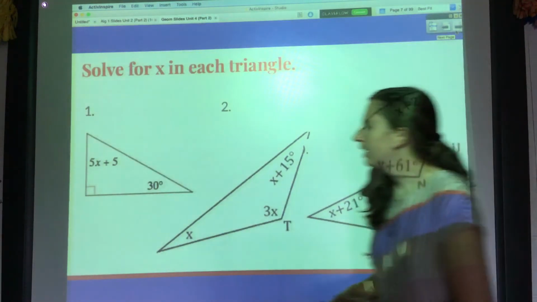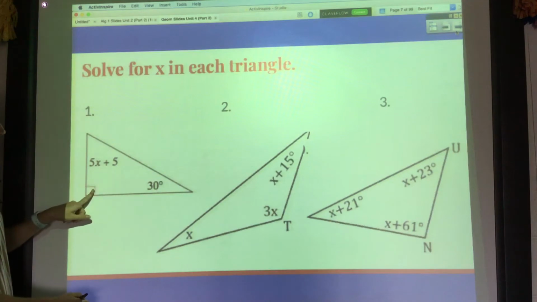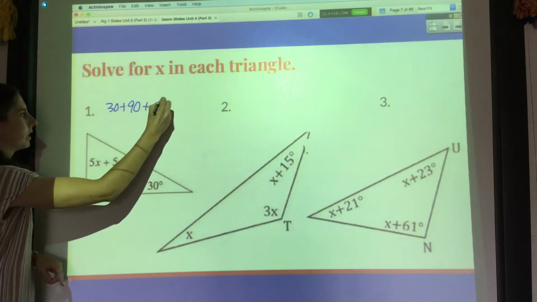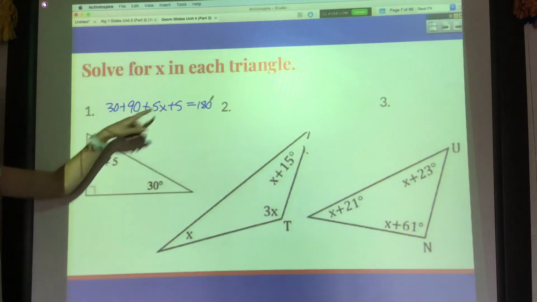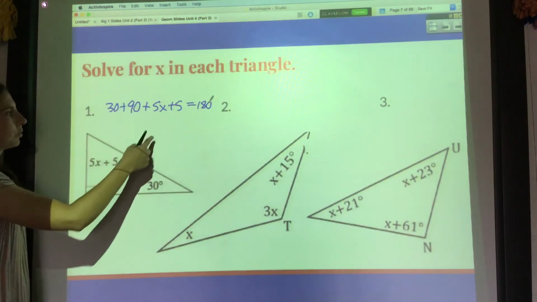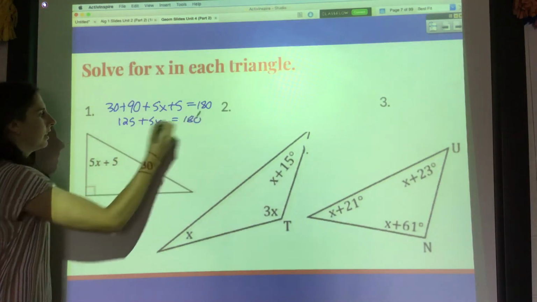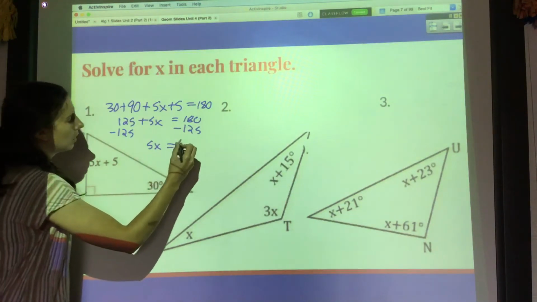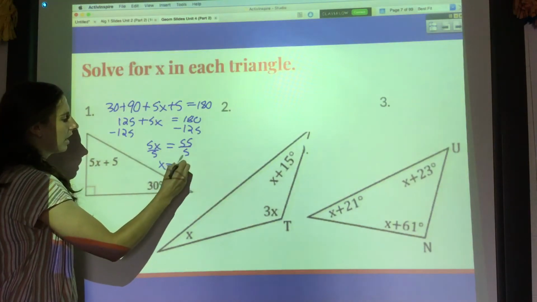So for example, in this triangle right here, I know it adds up to 180. So if I want to solve for x, I could do 30 plus 90 plus whatever this is, 5x plus 5. All of that added together should equal 180. And then I can use this to solve for x. So 30 plus 90 is 120, plus 5x equals 180. Subtract 120 from both sides. And so 5x equals 60. Divide by 5, and we get 12 for x.